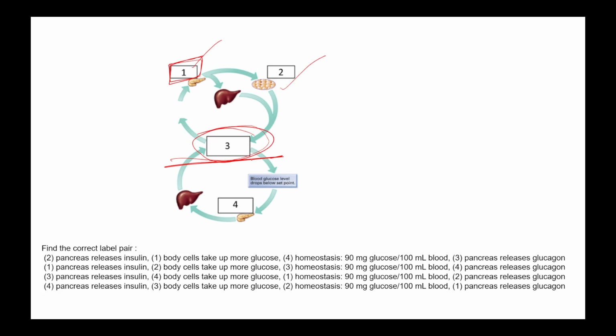Okay, so this is the homeostatic condition. Then it is shown that the blood glucose drops below a set point. So the glucose level in the blood is less. In that condition, what does the pancreas do? Yes, it releases glucagon, and glucagon, what does it do?